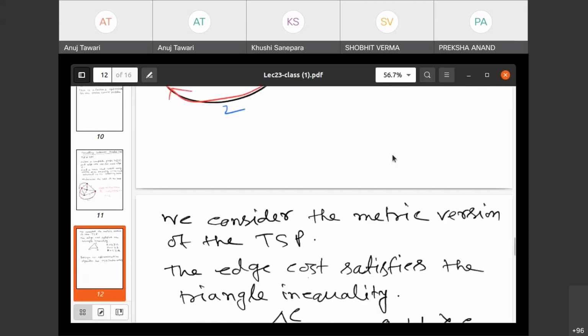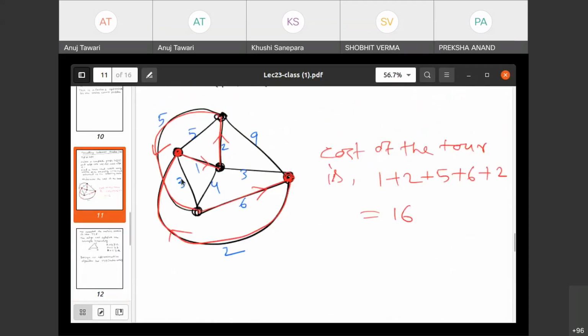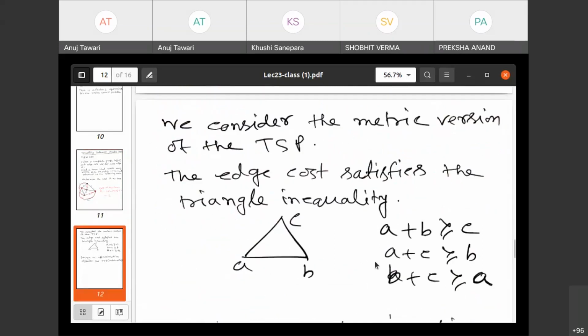But let's assume that these are all integral weights, like in this case, they are all integral weights. And we also have these weights satisfying this triangle inequality. So A plus B is always greater than or equal to C. A plus C is always greater than or equal to B. So you can think of these A, B, C as edges. And B plus C is always greater than or equal to A. So if you want to visit the city C from city A, the cheapest tour is to directly go from A to C and not via some other city, A to B and B to C.